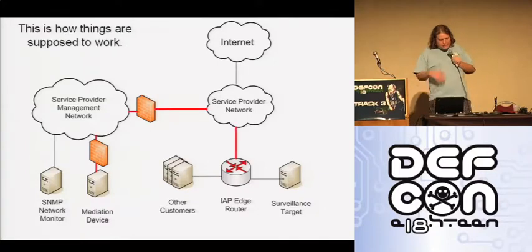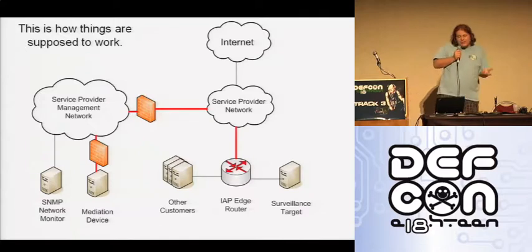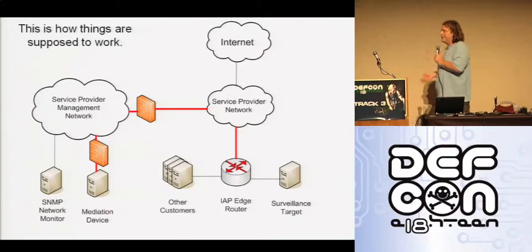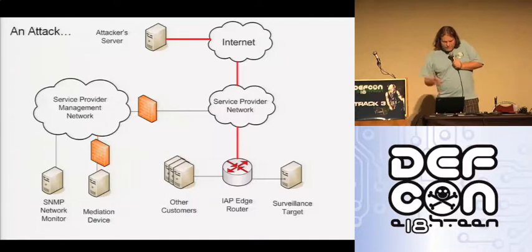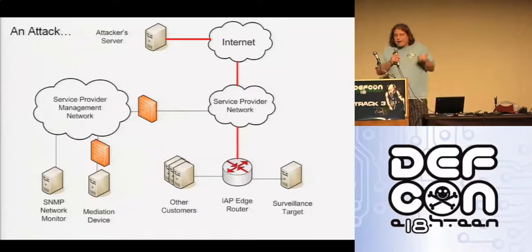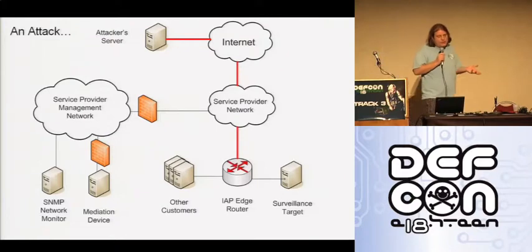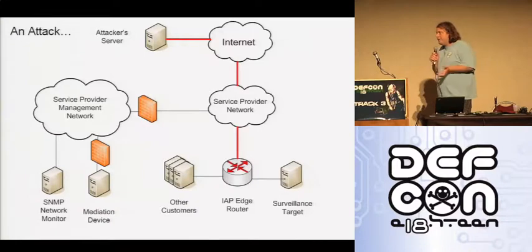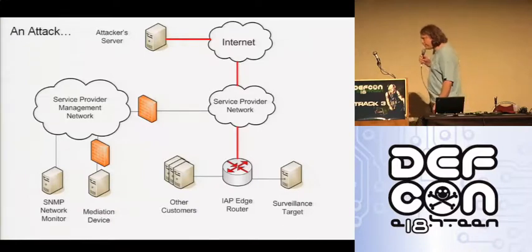So this is how this is supposed to work. If you look at the red line, traffic flows, the mediation device sends an interception request out to the IAP edge router, and the edge router collects data from the surveillance target and sends it back to the mediation device. This is sort of an idealistic attack scenario. The attacker out on the internet sends his interception request to the router, and the router sends the intercepted traffic back out to the attacker server on the internet. So how do we accomplish this?